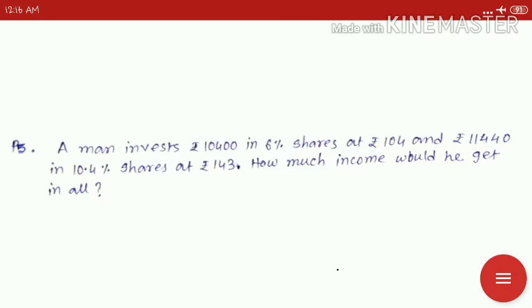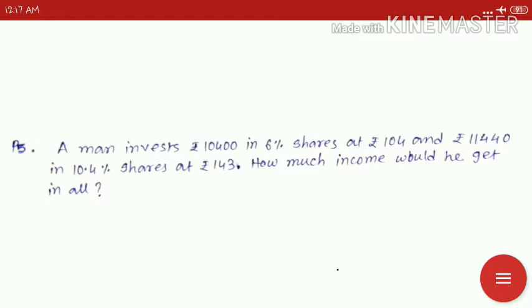And rupees 11,440 invested in another type of shares which is at the rate of 10.4% dividend. At rupees 143 it is available, and we need to find out how much income would he get in all. That means we need to find out the dividend from both types of shares and then add it in the final. That will give the total income of the man.